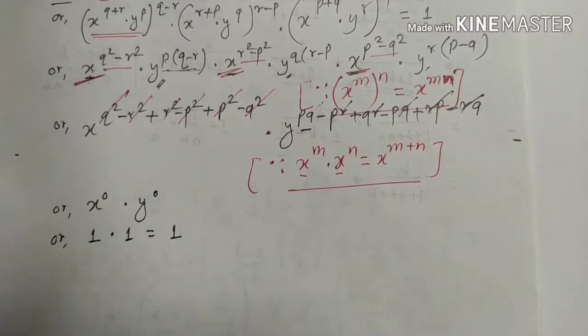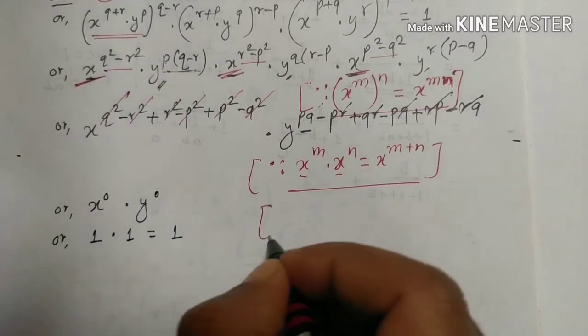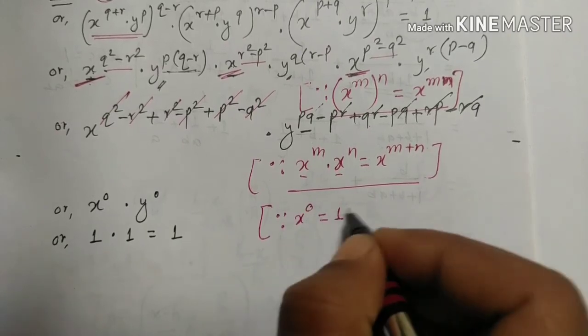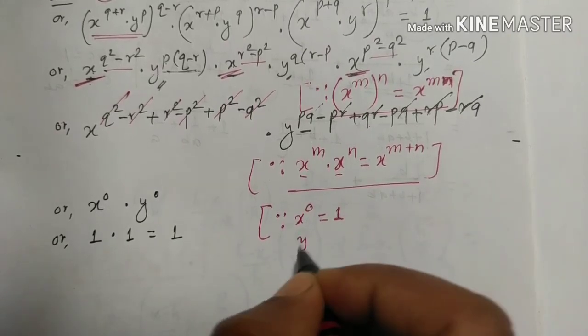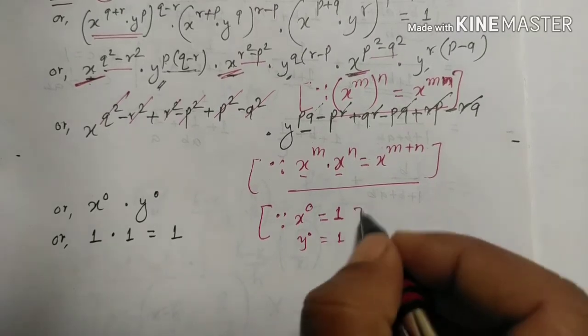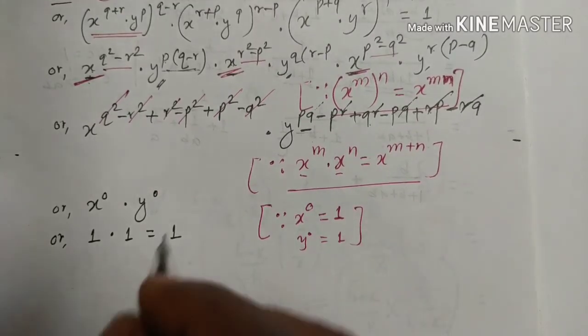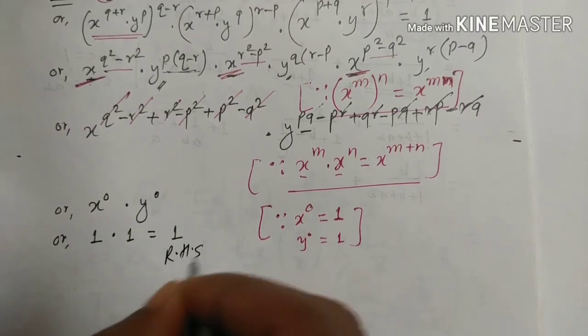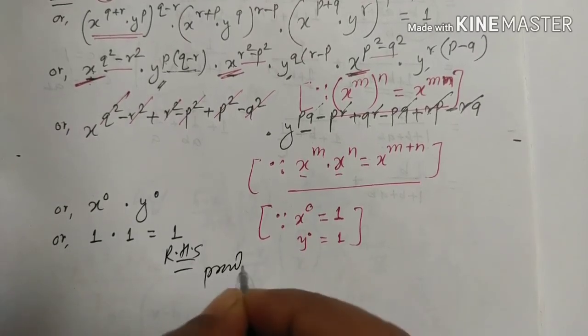It is because we have the basic formula, x power 0 is equal to 1. Similarly, y power 0 also is equal to 1, and hence this is our required answer, which is RHS, proved.